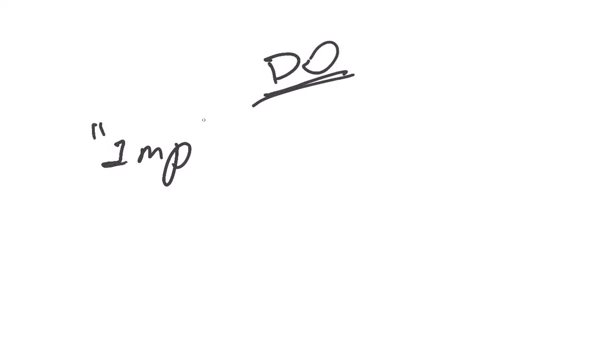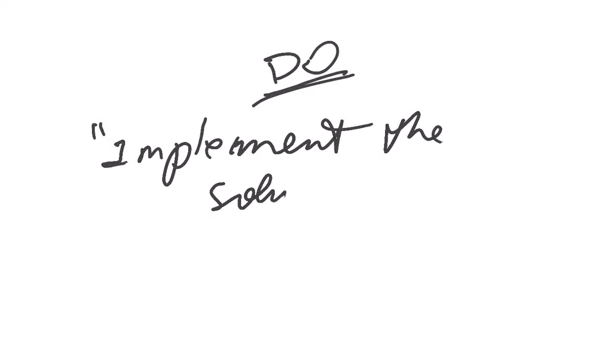Now let's go to do. In do, you just have one action. What is the action? Implementation. You're going to implement, okay? What? Implement the solution. You're going to implement the solution or the process change that you agreed on in the first step.